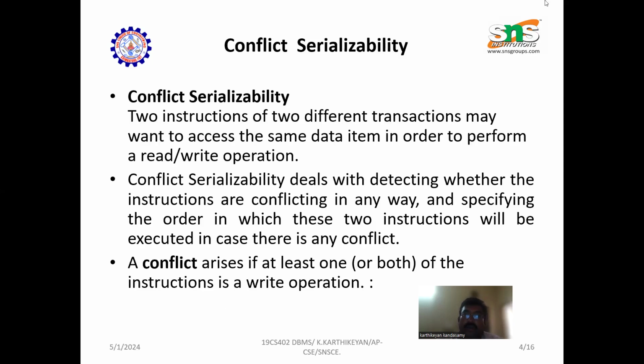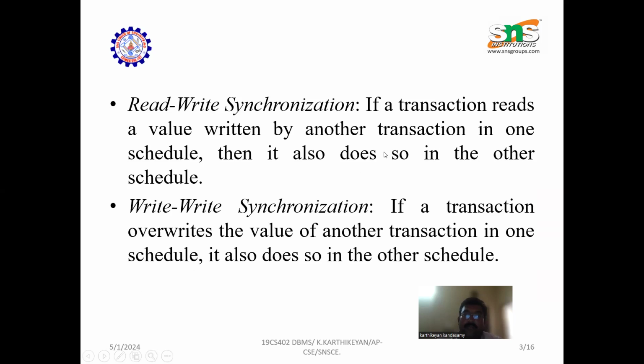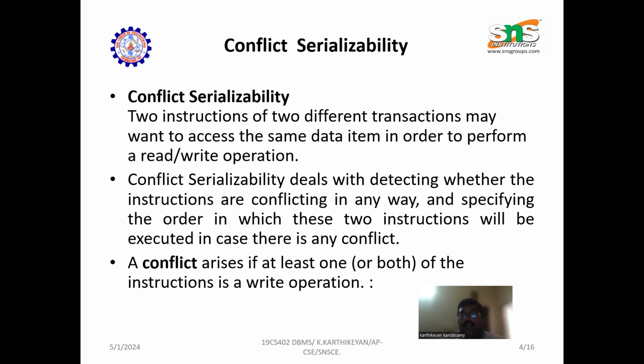There is conflict serializability. In conflict serializability, two different transactions may want to access the same data in order to perform read and write operations. Conflict serializability deals with detecting whether the instructions conflict in any way, and specifying the order in which these instructions will be executed in case of any conflict. A conflict arises if at least one of the instructions is a write operation.